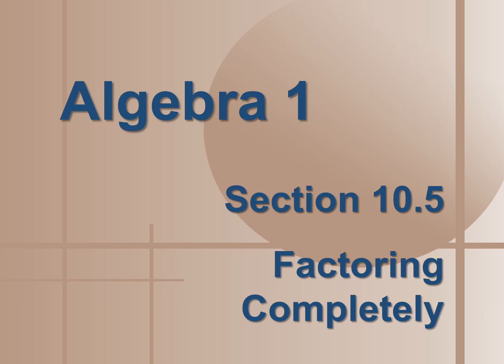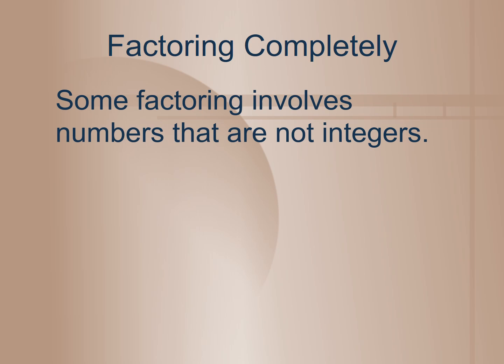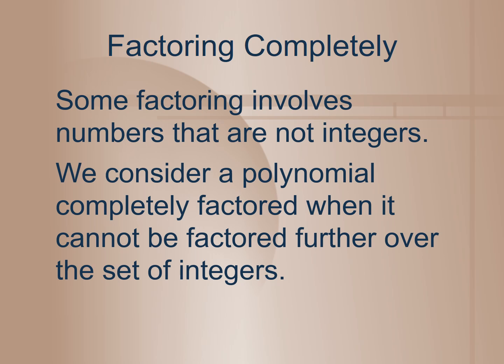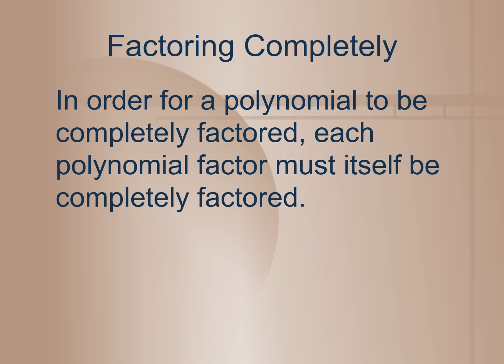All right, now that we have learned all of the various ways of factoring, we're going to wrap up this unit with talking about how to factor completely. In algebra, we consider a polynomial completely factored if we look at the factors that we have factored and make sure that they cannot be factored again. So in order for a polynomial to be completely factored, each polynomial factor must itself be completely factored.